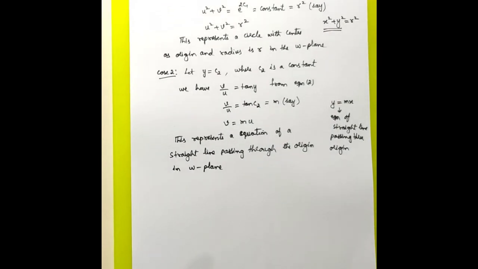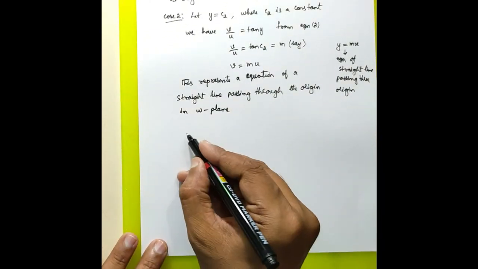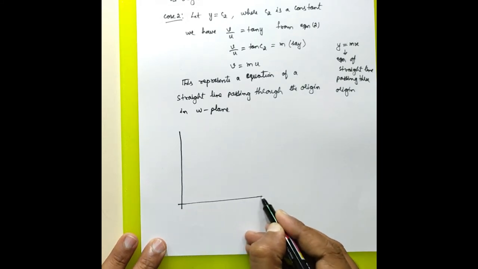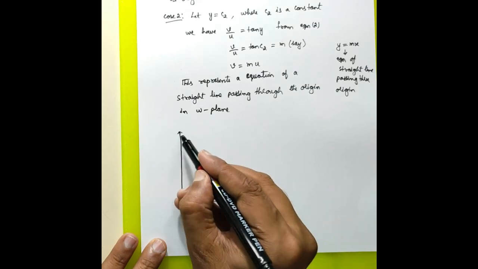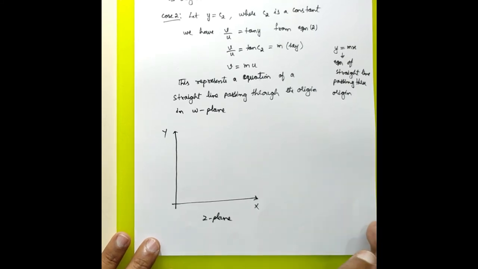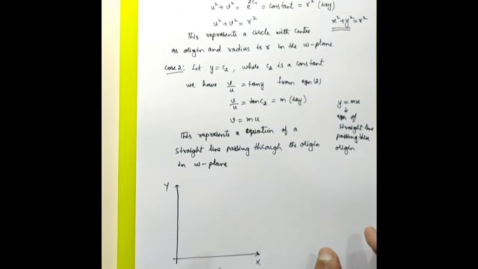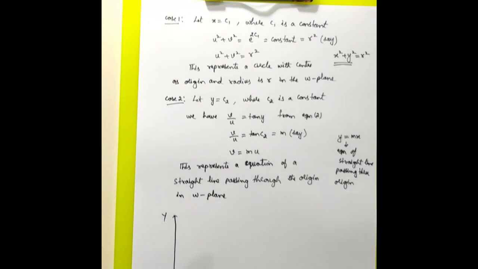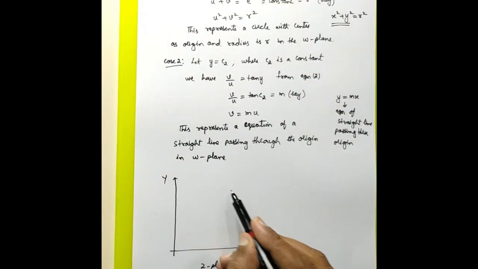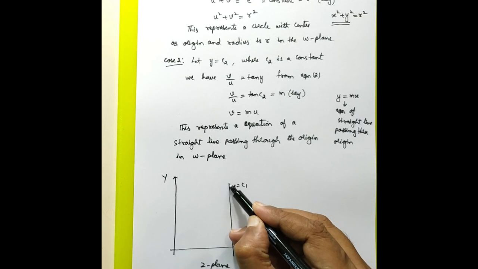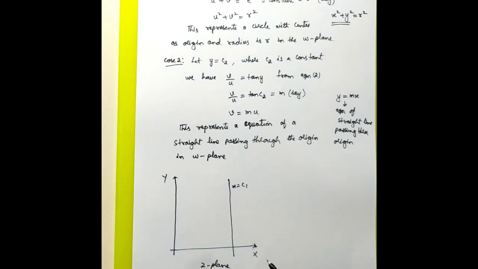Now since we have got these two cases, let us plot the graph for these two cases. Let me plot for the Z plane first. This is your X axis and this is your Y axis, in the Z plane. Now the first case that we have, X is equal to C1, represents a straight line in the Z plane. Taking this C1 over here, this will be the straight line X is equal to C1.